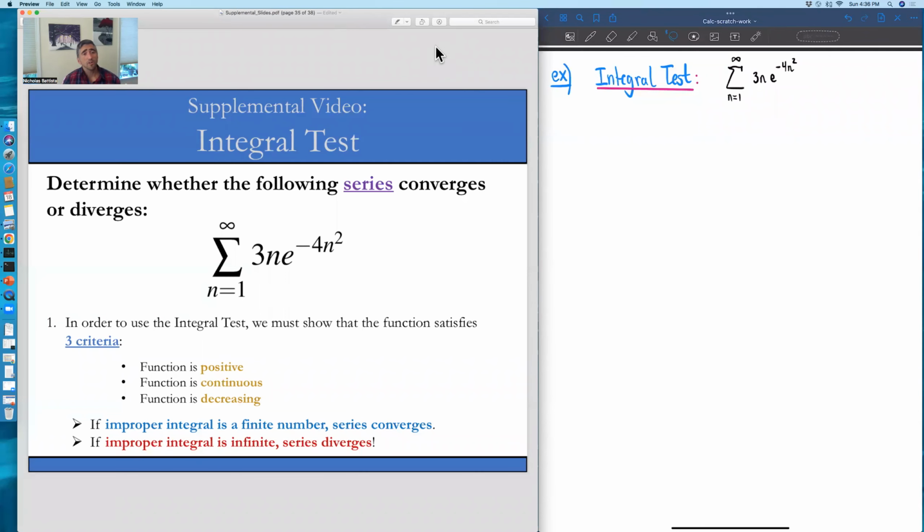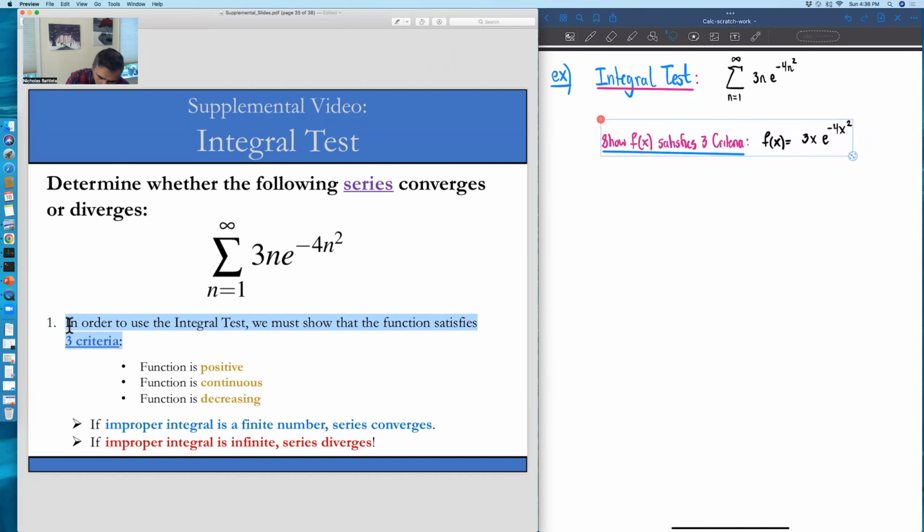In this example, we're going to use the integral test to determine whether the following series converges or diverges. Remember, the integral test basically puts the question of convergence or divergence onto an improper integral. But in order to use the integral test, we must show that the series function satisfies three criteria. So that's what we're going to start now.